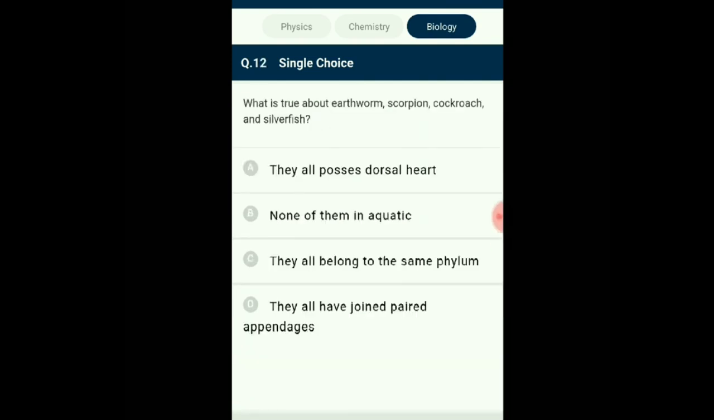Question number 12. What is true about earthworm, scorpion, cockroach, and silverfish? Earthworm belongs to the phylum Annelida, while scorpion, silverfish, and cockroach belong to the phylum Arthropoda. All have dorsal heart. So the answer is option A. They all possess dorsal heart.